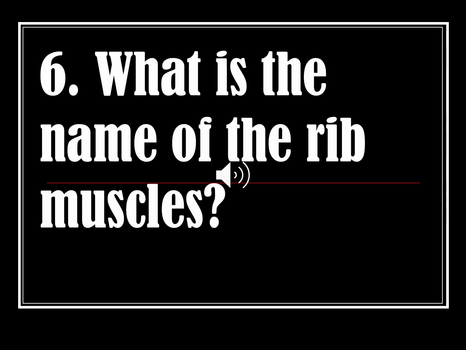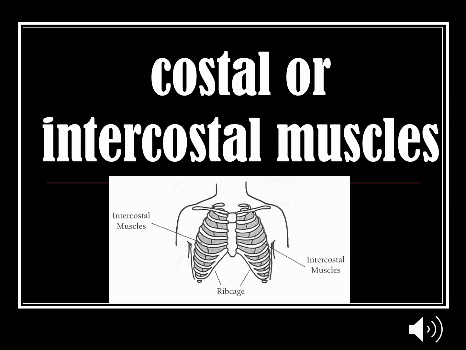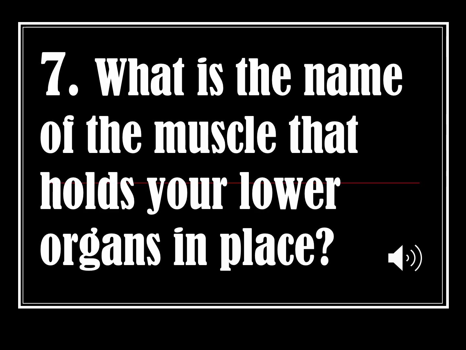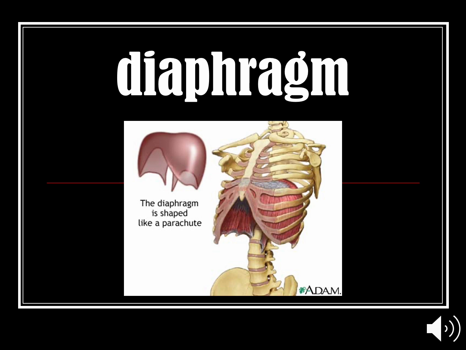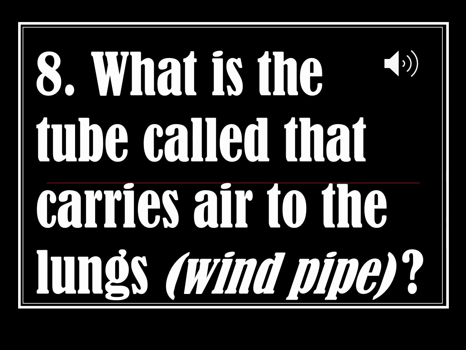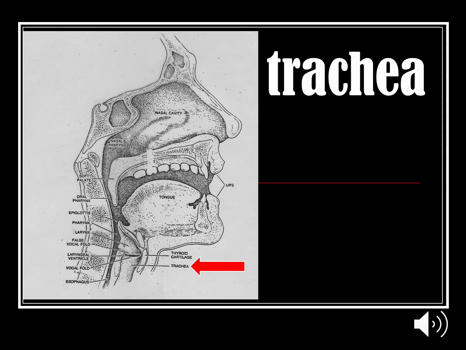What is the name of the rib muscles? Costal or intercostal muscles. What is the name of the muscle that holds your lower organs in place? The diaphragm. What is the tube that carries air to the lungs, also known as your windpipe? Your trachea.